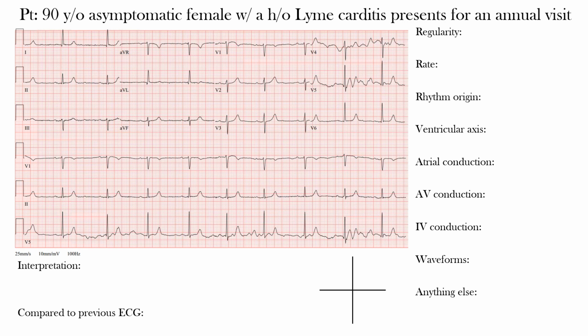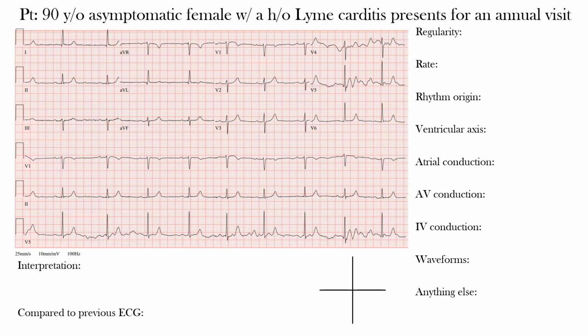Next, we have the heart rate, in which we simply want to determine the rate of the rhythm. Then we have the rhythm origin, that is, where in the heart the rhythm is actually originating from. Then we have to determine the ventricular or QRS axis, which will help us with our differential diagnosis. And then, are there atrial, atrioventricular, and intraventricular conduction delays? Okay, so we're looking, are there any normal or abnormal conduction areas within the heart?